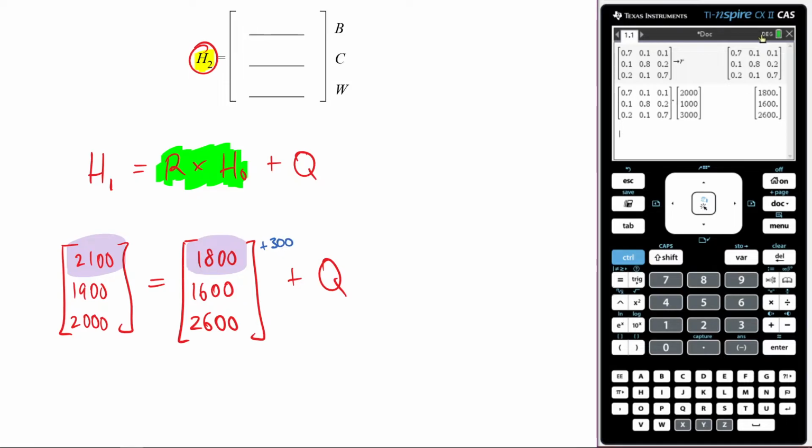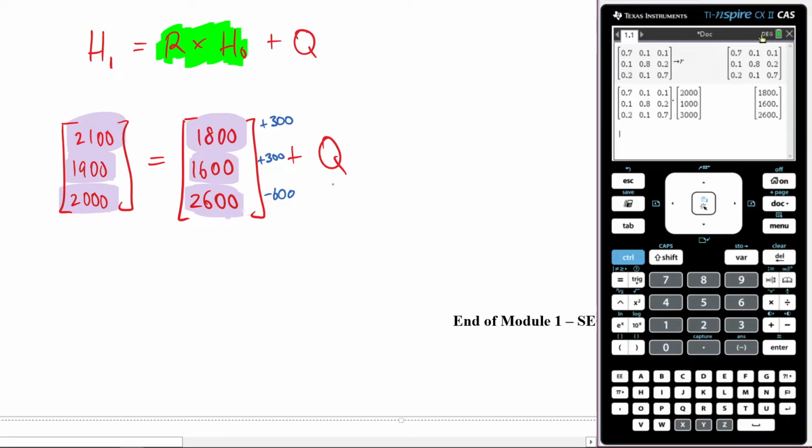Then I would go to my next one here. I've got 1600 and I need to get to 1900. Well, again, I would have to plus 300 onto this. And then for my next one, I have 2600 down to 2000. For that one, I would have to subtract 600. And this right here is helping us figure out what Q is going to be.